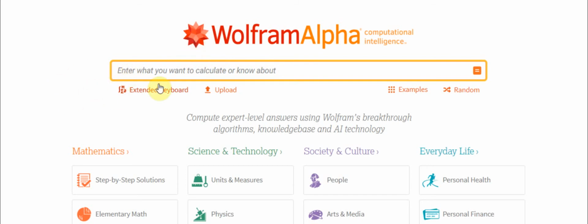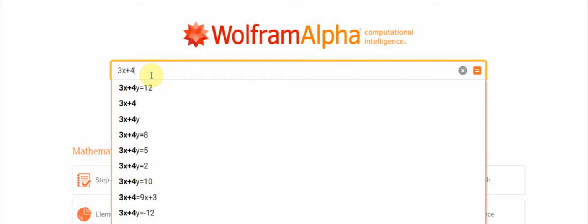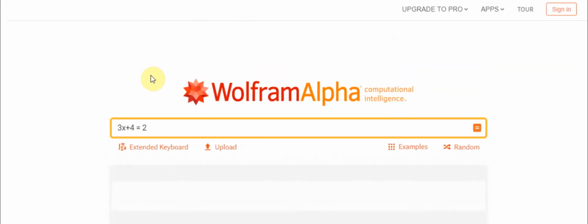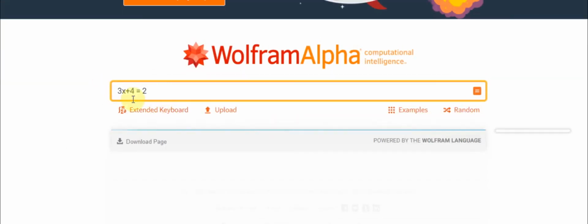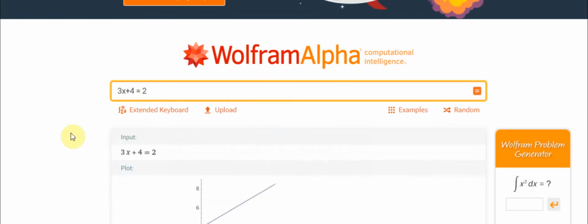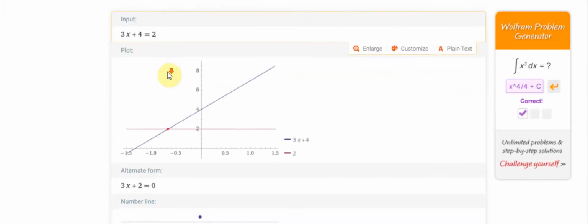So let's begin. If you want to find the solution of an equation, for example 3x plus 4 equals 2, you just put in the equation and it will give you the answer and the graph here.